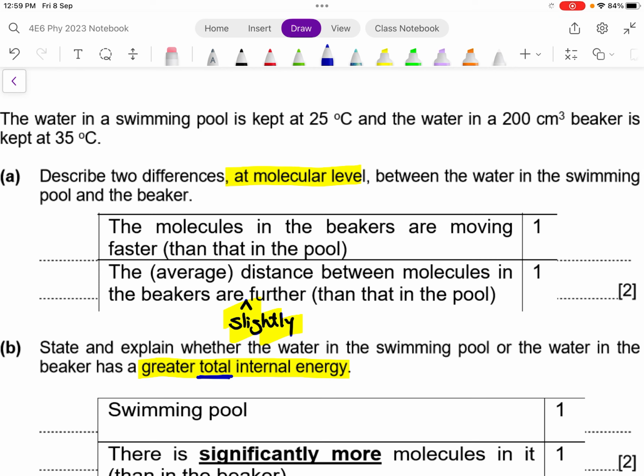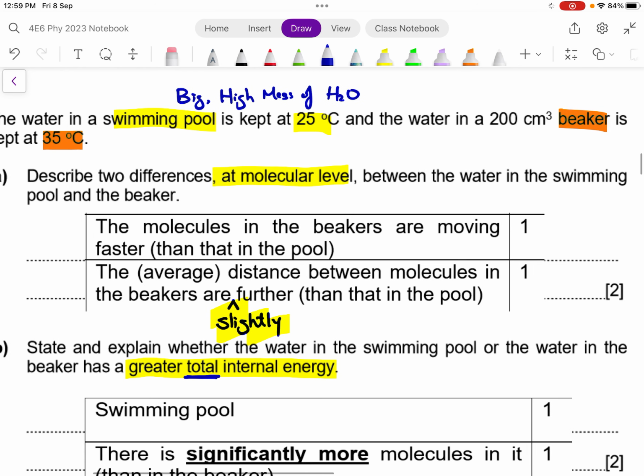Swimming pool, cooler. Beaker, warmer. But swimming pool, big. It has a high mass of water. But in the beaker, it is 200 cm cube. It is small. It is having very low mass.